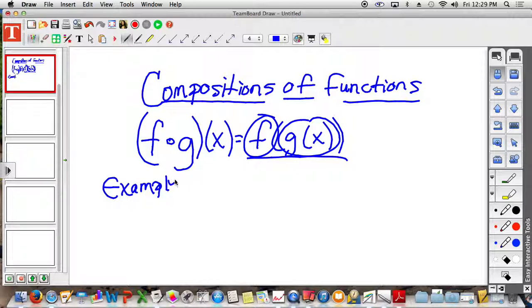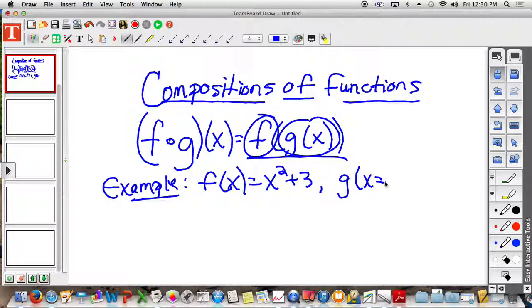Write down that F of X is equal to, let's say, X squared plus 3, and that G of X is equal to X plus 2. Write those down, please. And what I would like you guys to do is find the value of F comp G. So in other words, what I am asking you to do is figure out what is F comp G of X. But, hold on.